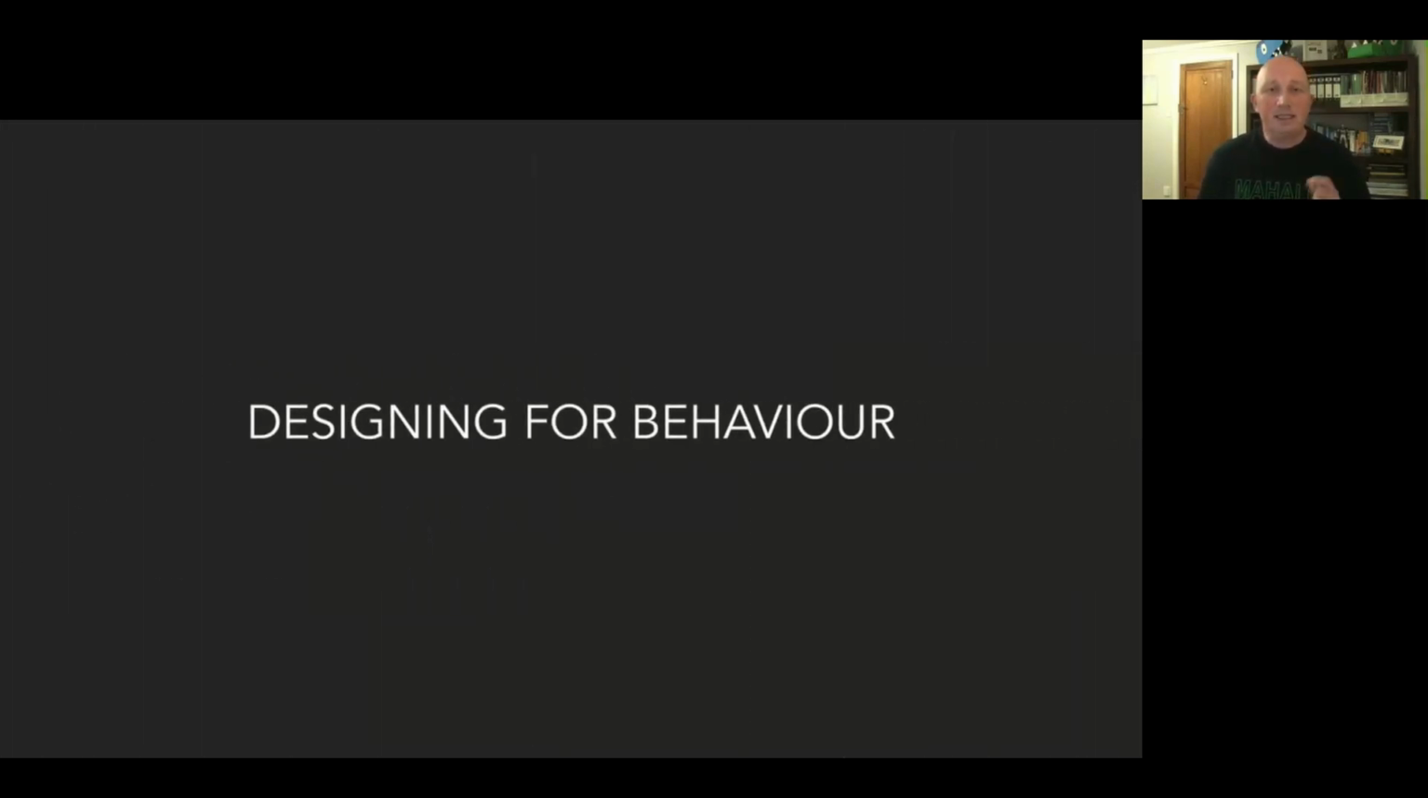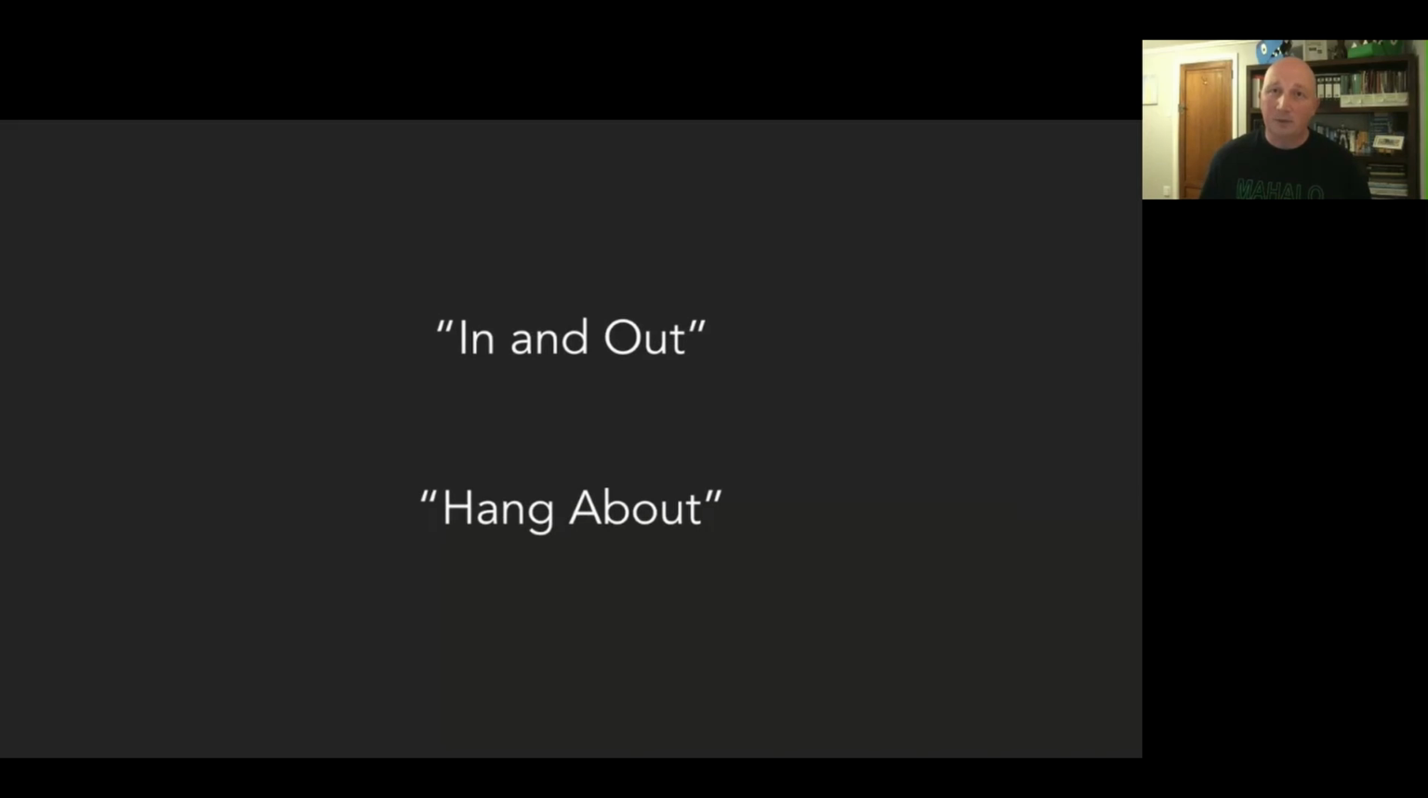3, designing for behaviour. When you're designing, think of which one of these behaviours you're designing for, or you might be designing for both. Are you designing something that's in and out? People come in quickly, do what they need to do fast, and then they're out again. And they come back lots, but they're always in and out. Or are you designing for someone to hang about and have the experience of whatever you're designing for?